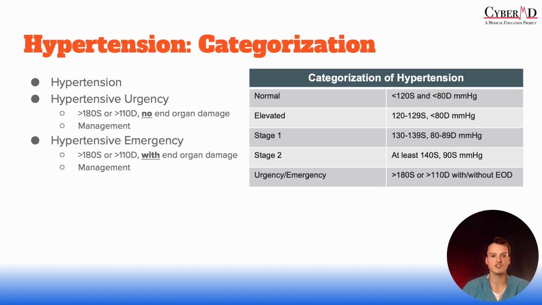And so what we want to do is obtain the immediate goal of reducing the mean arterial pressure, or MAP, by no more than 25% within the first hour. And that's going to be your initial reduction goal.